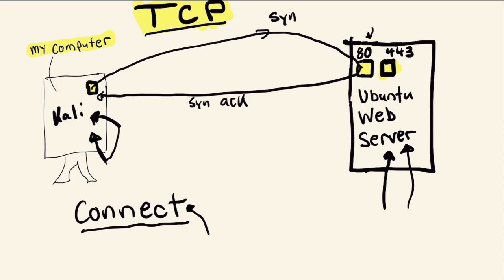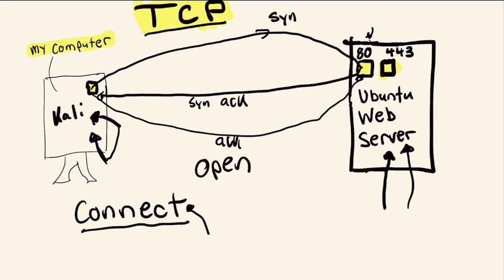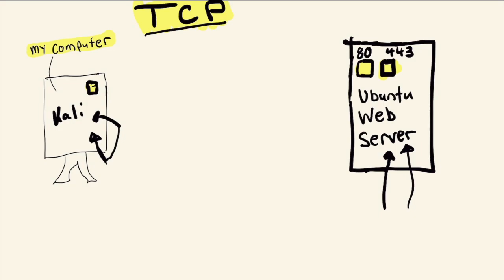And finally, we will send an acknowledge message to port 80. If this three-way handshake completes, then we know that we can make a connection to this port, and therefore it is open. Now let's talk about the SYN scan, also known as the stealth scan.